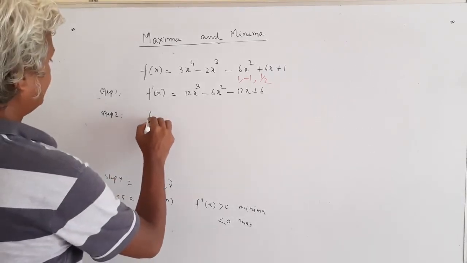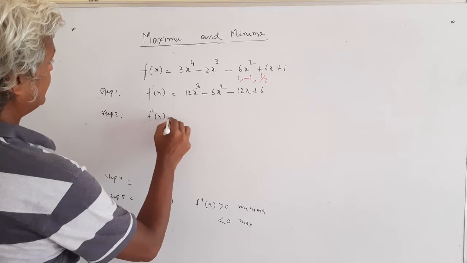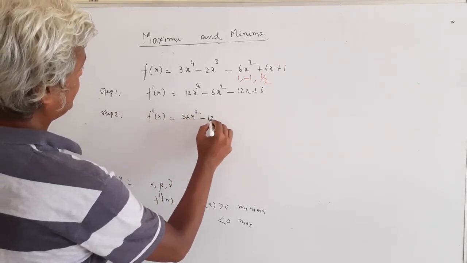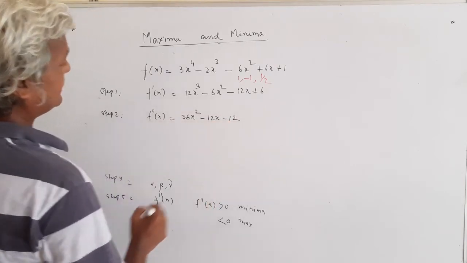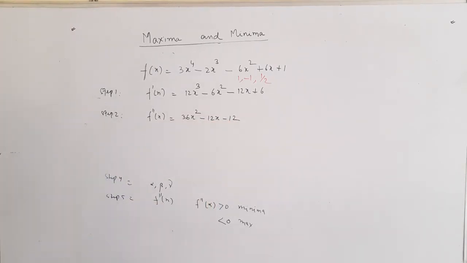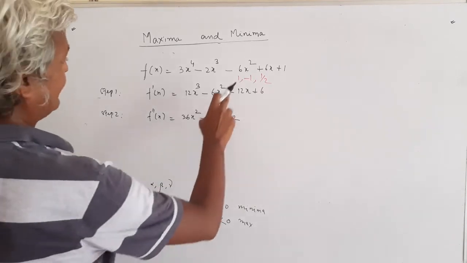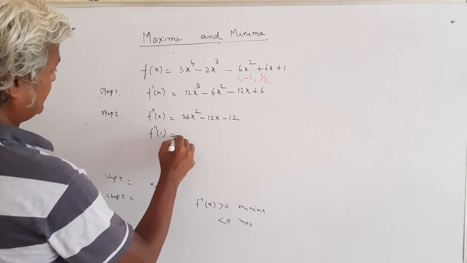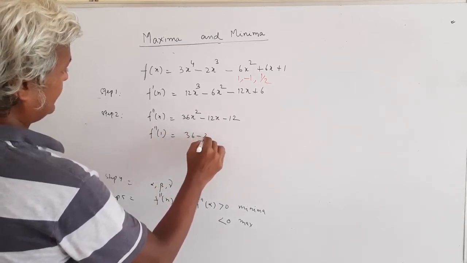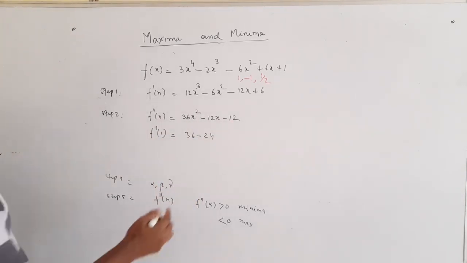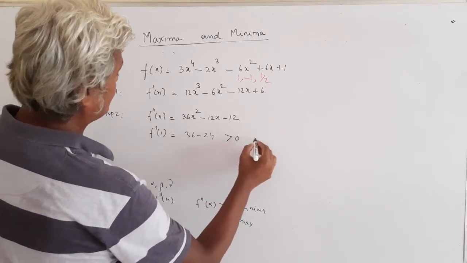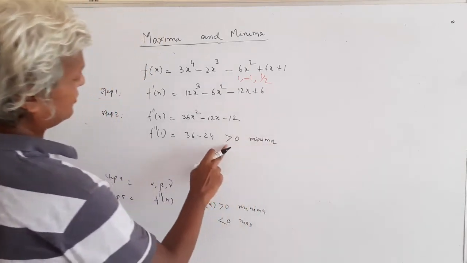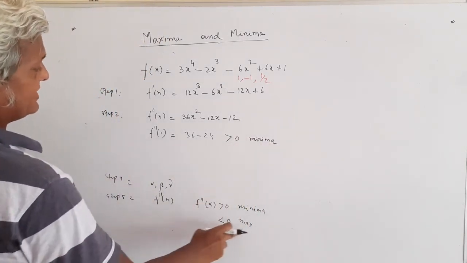So I find f double dash x, that is 36x square minus 12x minus 12. Now in this function f double dash x, I have to check the value of f double dash 1. So f double dash 1 is 36 minus 24, you can see it directly. So you are getting greater than 0, so this is minima. When it is positive, it is minima. When it is negative, it is maxima.